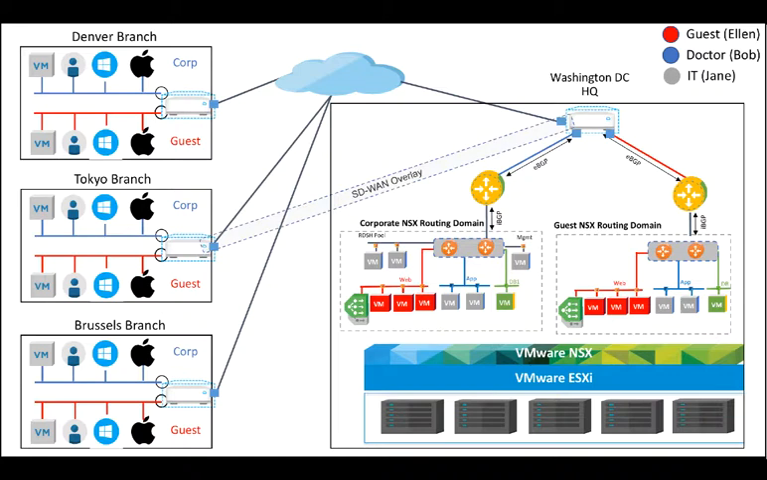In the first demo, we'll have a look at how Ellen, who's a visitor in the Tokyo branch, is using her iPad that is connected to the wireless network in order to try to access a hospital kiosk application that is hosted in the Washington, D.C. headquarters. In the second demo, we'll have a look at how Dr. Bob, who's in the Brussels hospital, is using a remote session to a desktop that is hosted in the Washington, D.C. data center in order to access his EMR medical records application. And finally, our IT user Jane in Denver is going to be doing some troubleshooting in order to help both Ellen and Bob access their applications.